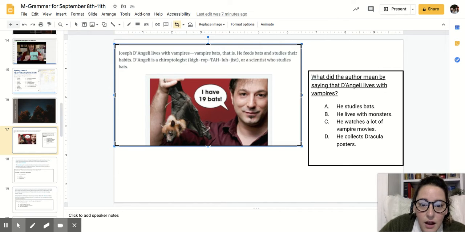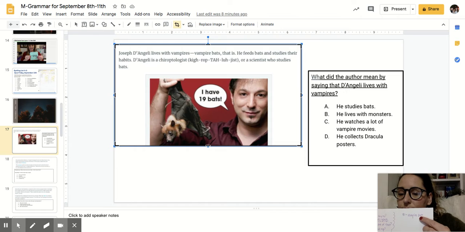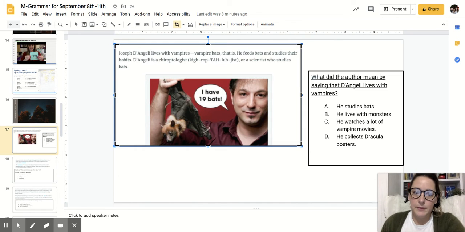D'Angeli is a chiroptologist. So that means somebody who studies bats, all right? Now, do you think that we could probably write it down real quick? Oh, yeah. I'm going to put vampire bats as my main point. It's kind of about the dude D'Angeli, how he is a chiroptologist, who is someone who studies bats and he lives with vampire bats. So let's look at the question.